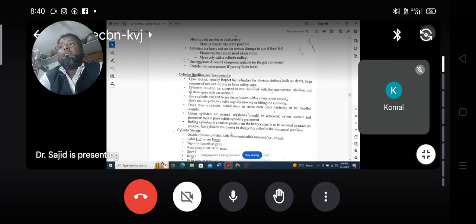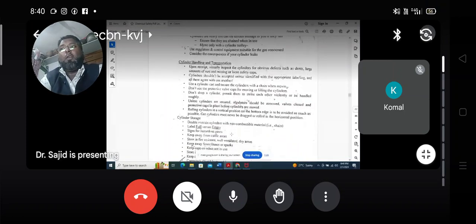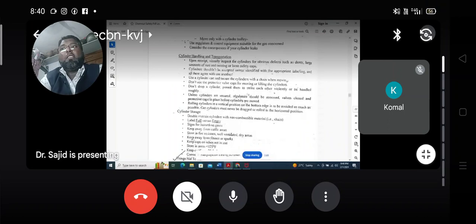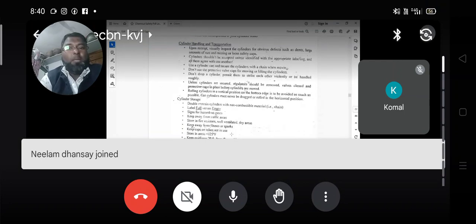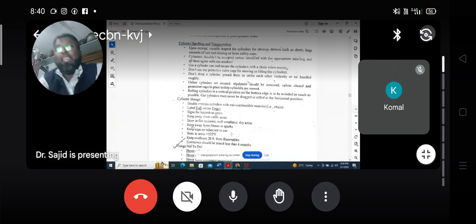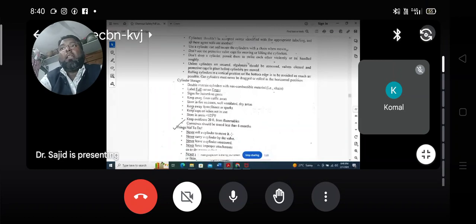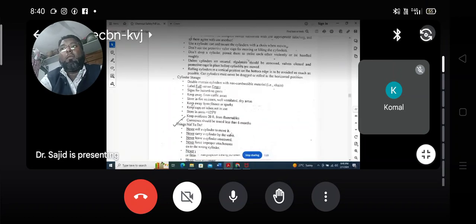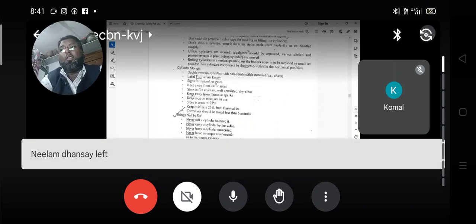Now see, I have mentioned so many things in the notes. I am not going to read these things. Cylinder storage, what care we have to take? Double restrain cylinders with non-combustible material. Label full versus empty. If more than one cylinder is there, we have to label which is the full one and which is the empty one. Put up signs for hazardous gases. Keep away from traffic areas. Store in fire resistant, well ventilated, dry areas. Keep away from flame sources and sparks. These are the things we have to take care of while storing gases or working with pressure gases.